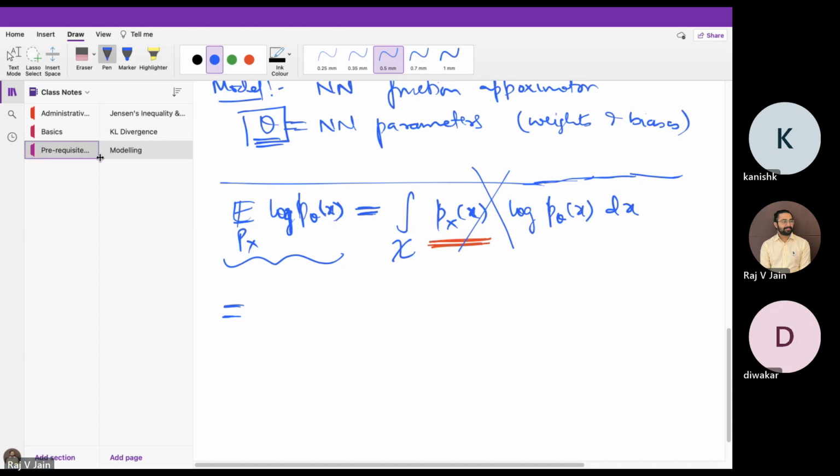So let me take an aside here itself. The idea is, let's say I want to get this expectation, the expectation of f of x. For some reason, I cannot calculate this in closed form.